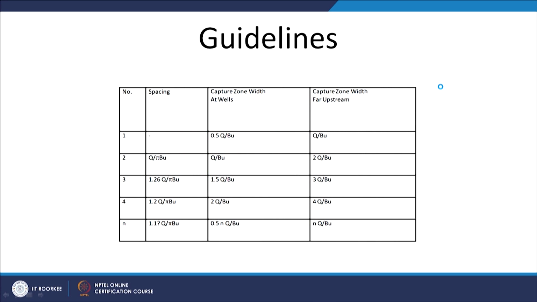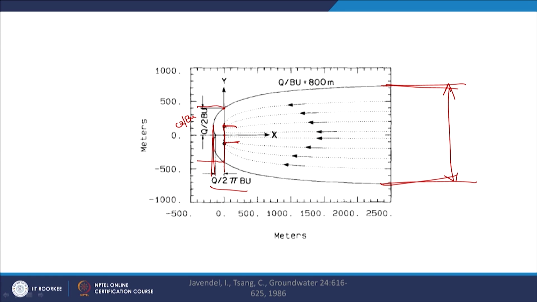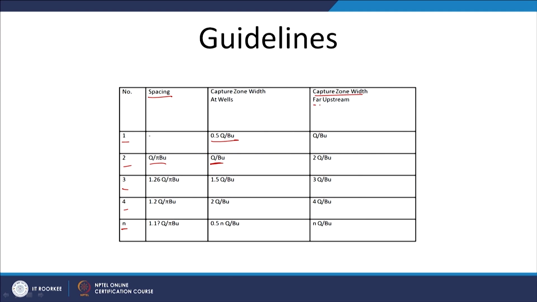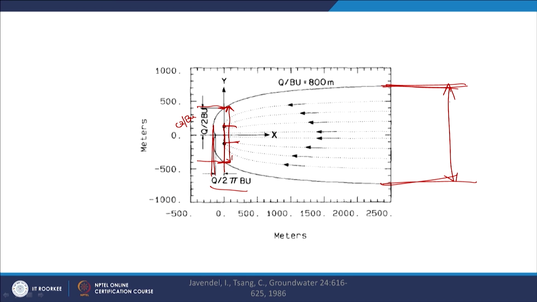Let us look at the table. The spacing between the wells for 1 well, 2 wells, 3 wells, 4 wells and n number of wells is Q by pi BU and so on, let us say 1.26, 1.2 and 1.1 n Q by BU. And here the capture zone width at the wells is 1.5 Q by BU, and Q by BU for 2 wells. As we looked at here, the capture zone width at the wells is this particular distance, the capture zone width at this particular center line, and then the capture zone width far upstream is this particular case.